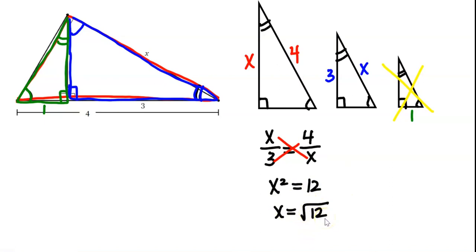Make sure to click right here in the upper right-hand corner if you need a review of how to simplify radicals. Watch this video. But this side would simplify to 2 square root 3. And that would be how to solve for x by setting up 3 similar right triangles.